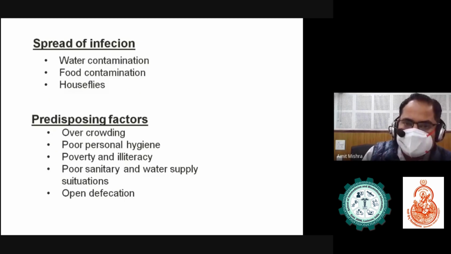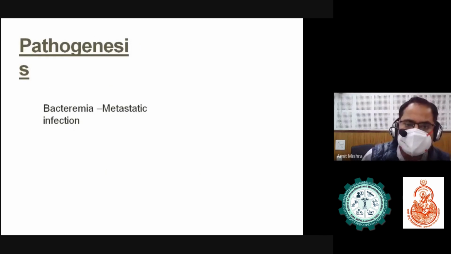Spread of infection also can be due to water contamination, either through food contamination or through house flies. What are the predisposing factors? These are the predisposing factors: overcrowding, poor personal hygiene, poverty, epilepsy, poor sanitary and water supply situations, and open defecation. These are basically the causes.